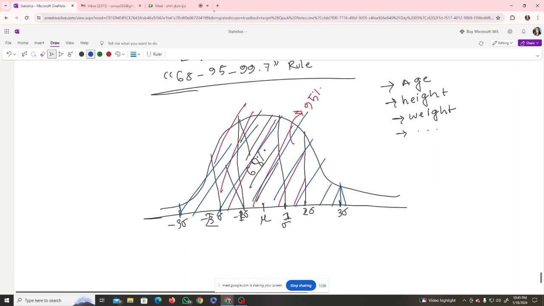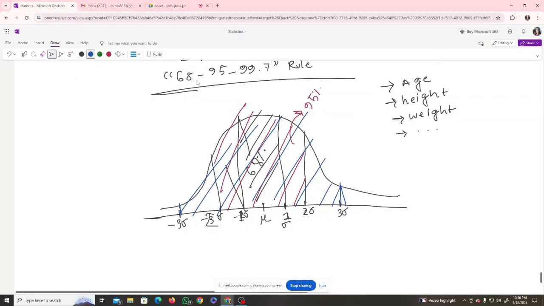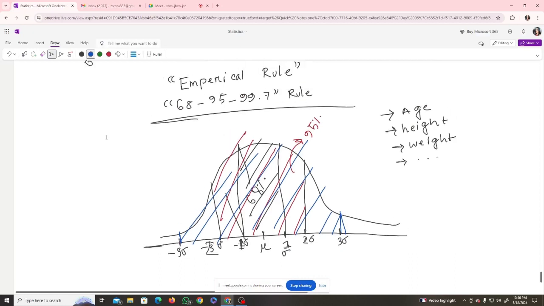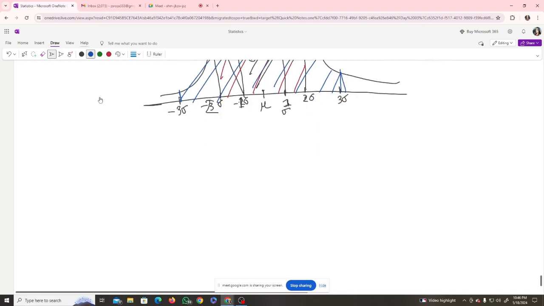Guys, do you understand what I'm saying, or do you want me to explain this a bit more? It would be very much appreciated if you say whether you're understanding it. It's all good. All right. So this is known as the empirical rule. Let's do some quick maths to understand this topic a bit better.